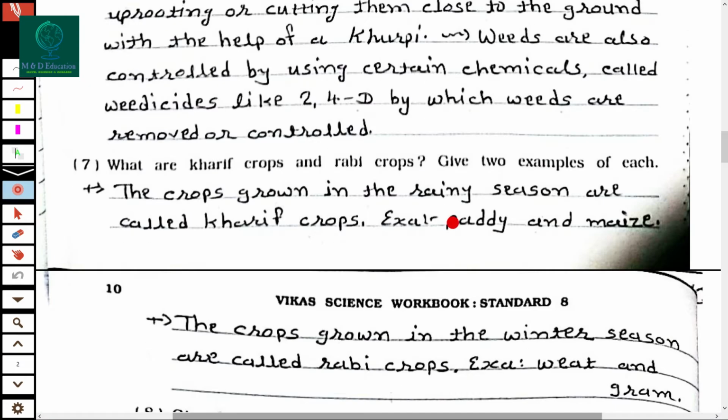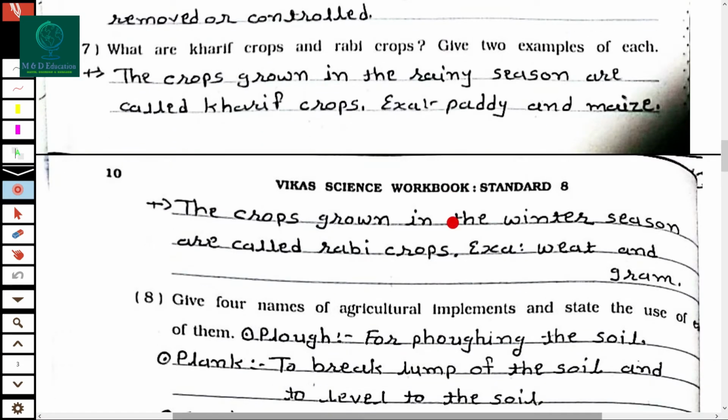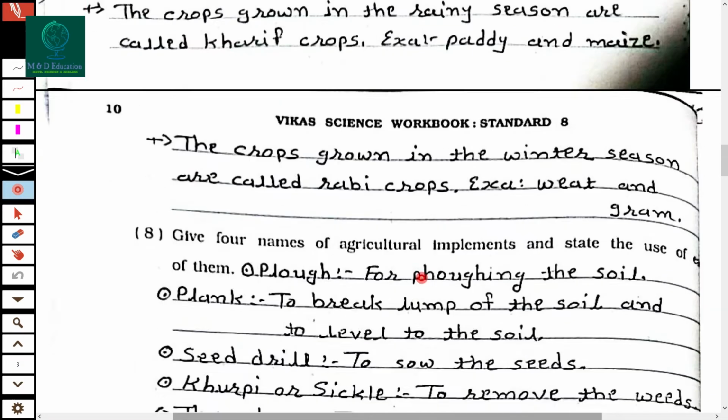Now the seventh question is, what are Kharif crops and Rabi crops? Give two examples of each. The first one is, the crops grown in the rainy season are called Kharif crops. The examples are paddy and maize. The crops grown in the winter season are called Rabi crops, for example, wheat and gram.